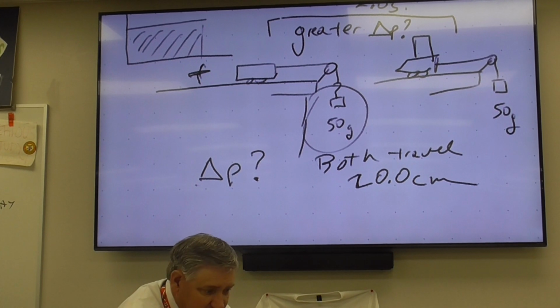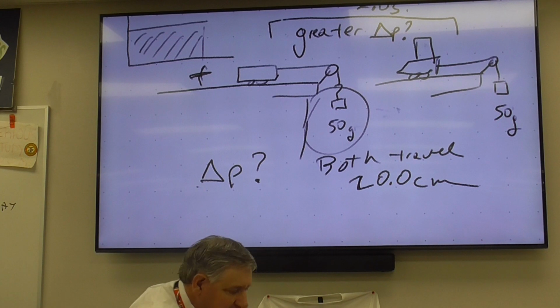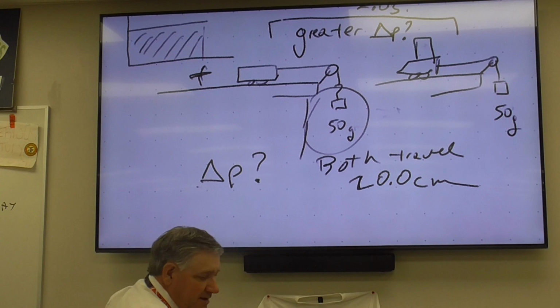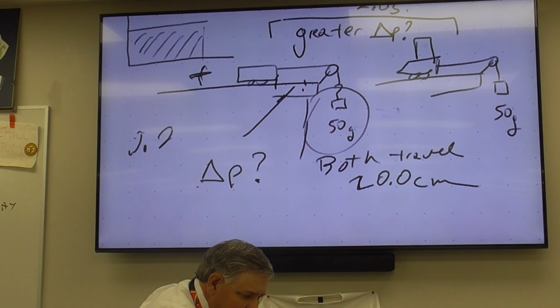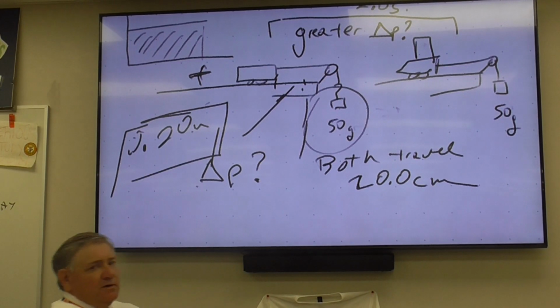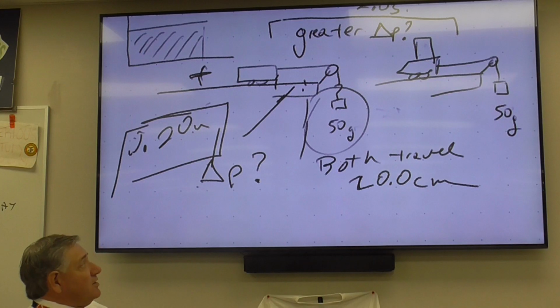Same situation, same 50-gram mass, and the 1 kilogram mass. But here's the difference. Now, instead of letting them roll for the same time, I'm going to let them both roll until they travel 0.2 meters. Now which one will undergo the greater change in momentum? The lighter cart, the more massive cart?